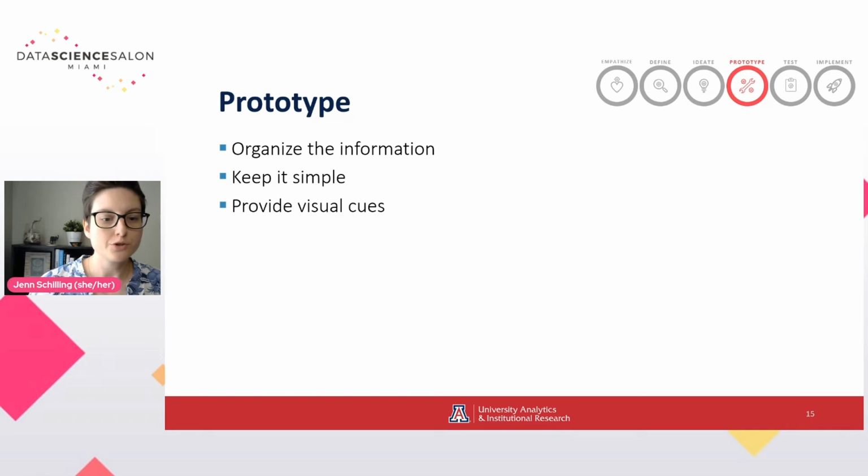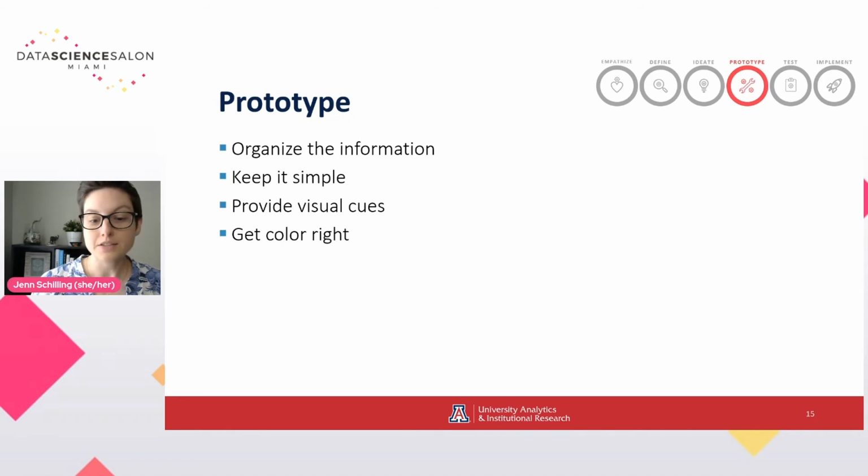You also want to provide visual cues to help the user navigate the dashboard. This can be done by including clear titles and labels on charts, using the appropriate chart type for the type of data. You can also use color as a visual cue to highlight important information. Adding context to the dashboard provides additional information that the user might need to interpret the data.